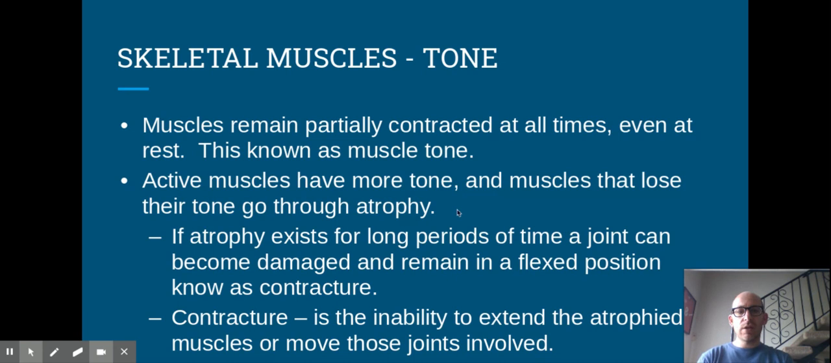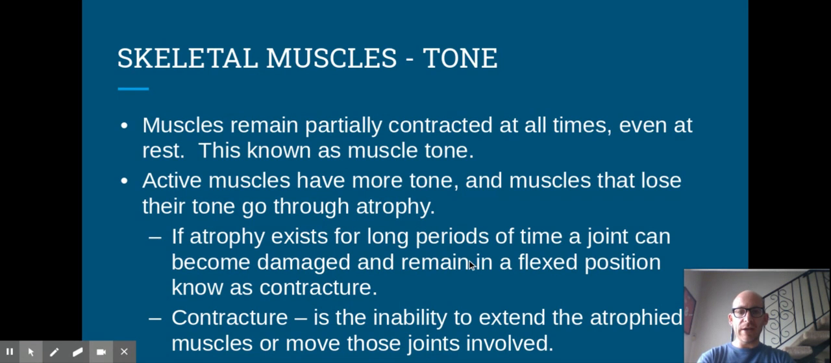Through lack of use. Now, if any of you have had a cast over your forearm or leg for a period of time, you may have noticed that when you take the cast off and you compare side to side, the one with the cast on is thinner and smaller. That's because your muscles have atrophied because you're not using them. When that cast is on, you don't have that muscle tone maintained, so you get that atrophy.